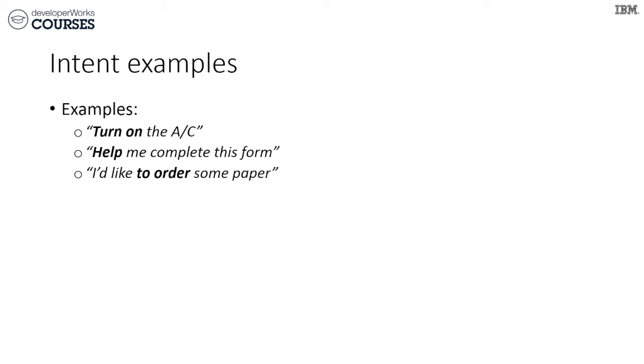Another example for an ordering system would be if the user wants to place an order. All they would have to do is say, "I'd like to order some paper." The intent identified here is to order. These are just simple examples of user inputs, but you can build out specific intents to handle the more complicated situations as needed.